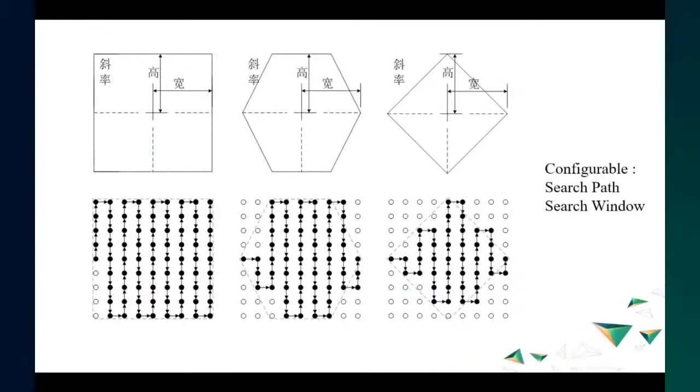And here we show the IME configure way. First, you can configure the search path, how the path is configured to do the motion estimations. And the second is the search window, the shape of the search window. You can adjust it to the different video sequences.